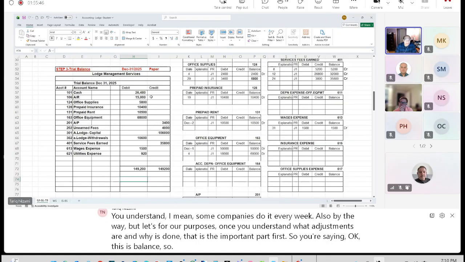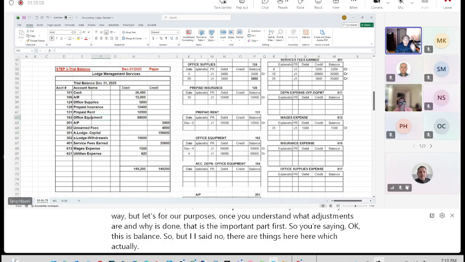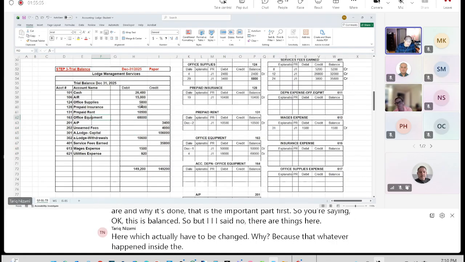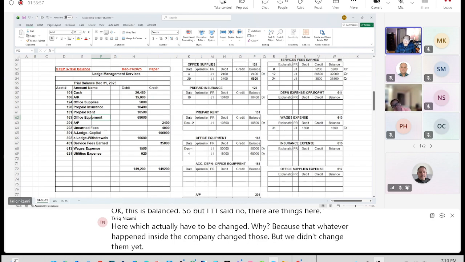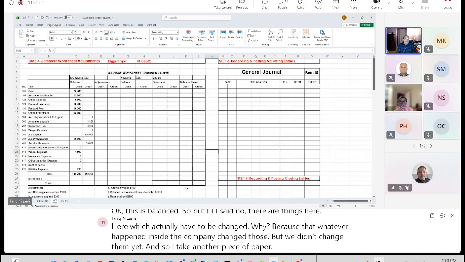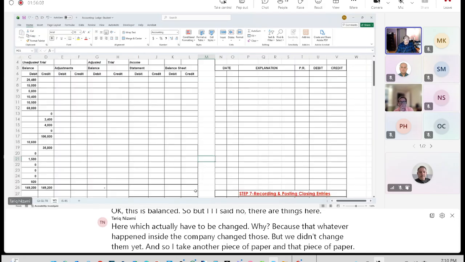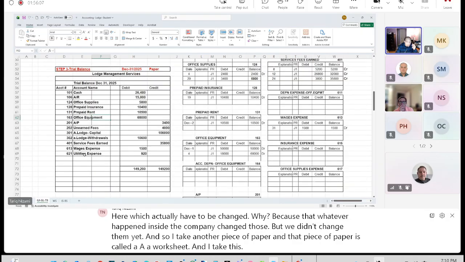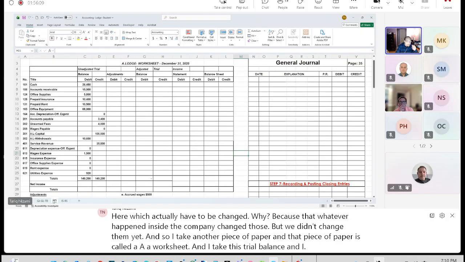But I said, no, there are things here which actually have to be changed. Why? Because whatever happened inside the company changed those, but we didn't change them yet. And so I take another piece of paper, and that piece of paper is called a worksheet. And I take this trial balance and I put it here.